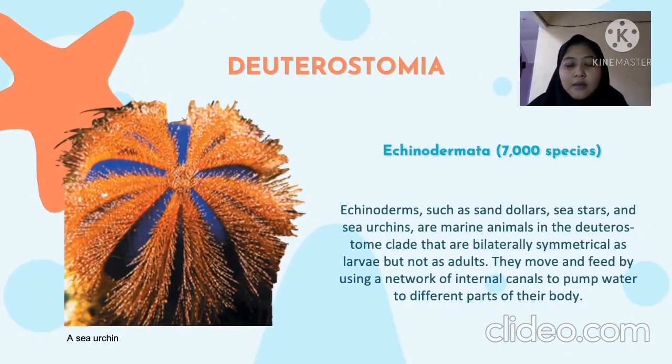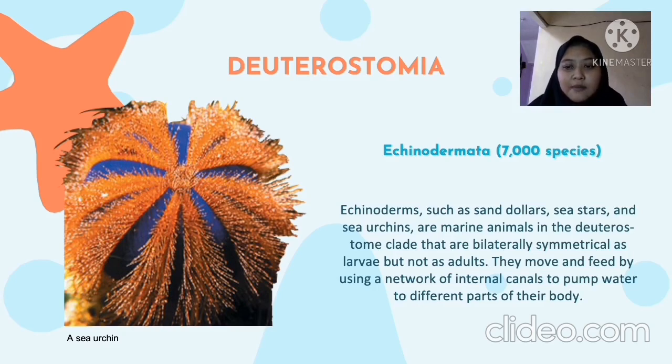And now, I'm Farah Nirvana, and I will explain about the last phylum of Deuterostomia, which is Echinodermata. Right now, Echinodermata have 7,000 species. Echinoderms, such as sand dollars, sea stars, and sea urchins, are marine animals in the deuterostome clade that are bilaterally symmetrical as larvae, but not as adults.